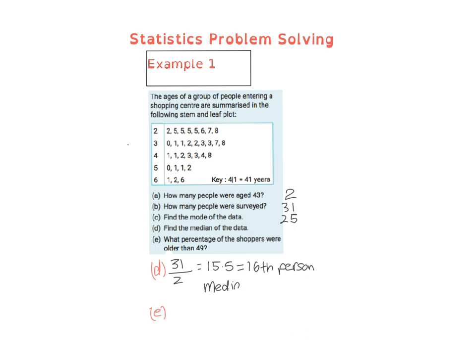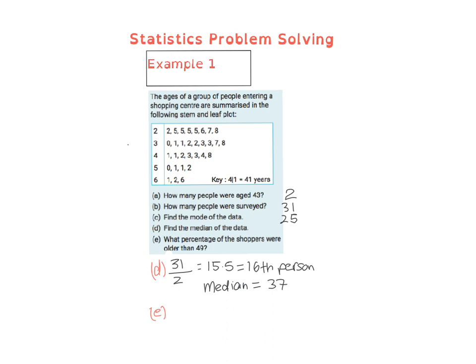So rather than writing out a big list and having to figure out what the median is, we can just divide the total number of people they surveyed by 2, round that to the next nearest person, and that's the median. So if I count in, then it's going to be 1, 2, 3, 4, 5, 6, 7, 8, 9, 10, 11, 12, 13, 14, 15, 16. So the median is 37.